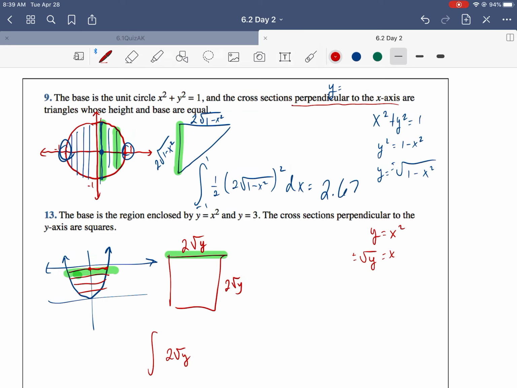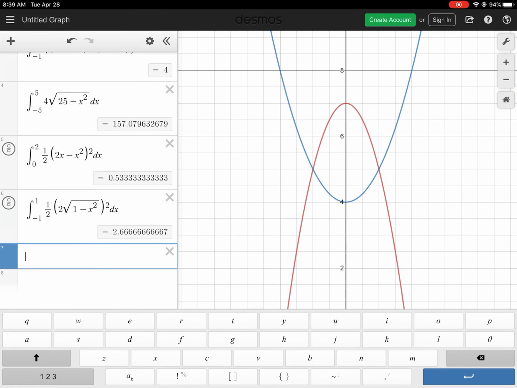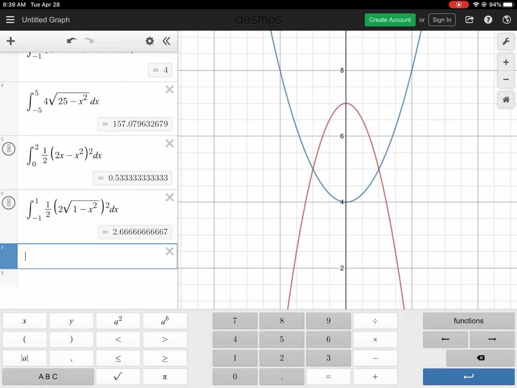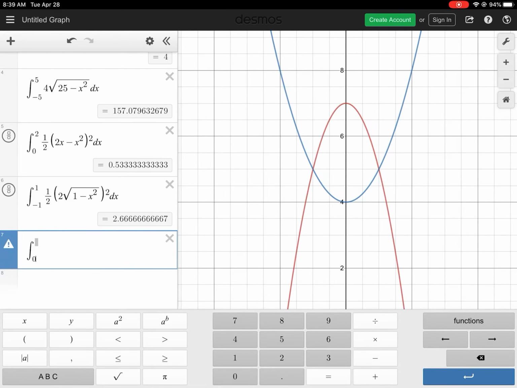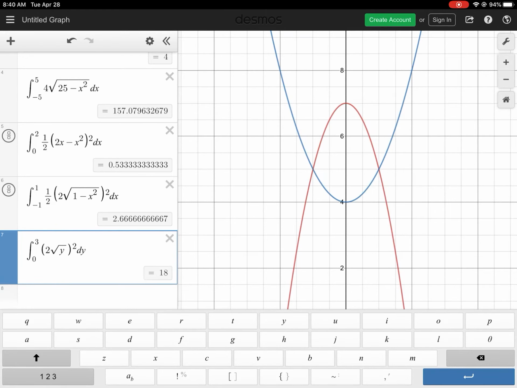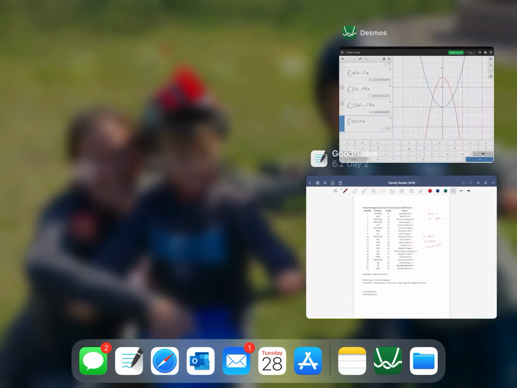So area of a square is 2 root y times 2 root y, or 2 root y squared, dy. Y's are in there, so we have to go from bottom number to top number, 0 till that horizontal line of 3. Okay, answer is 18 here.